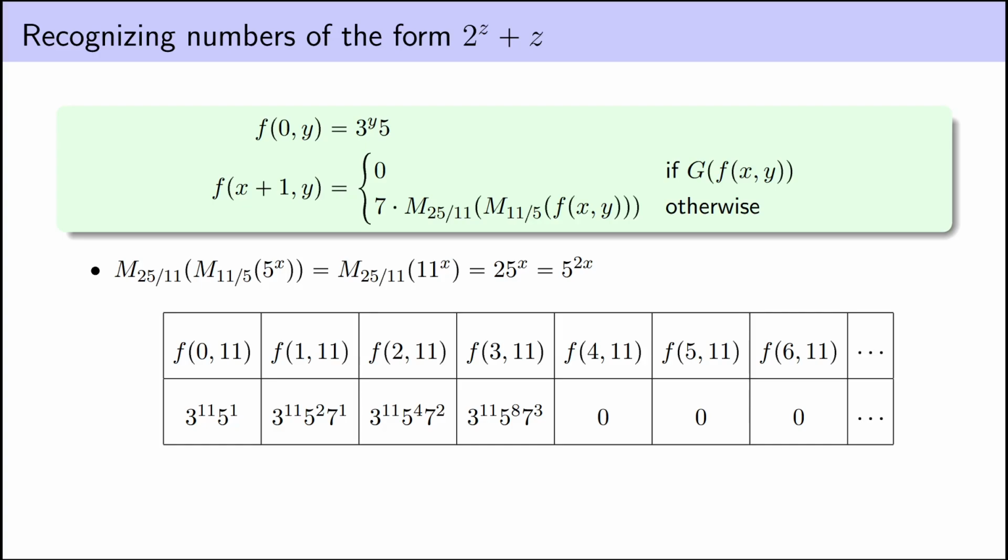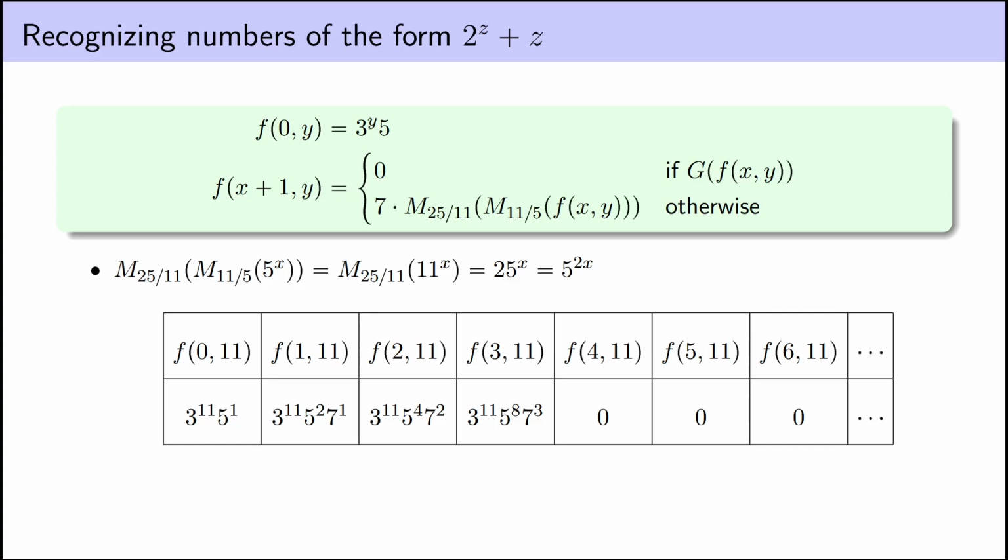The exponent of 3 started at 11 and stayed at 11, and we only crashed down to 0 because some pair of z and 2 to the z, the exponents of 7 and 5 respectively, gave us a sum of 11, satisfied the g predicate. If we started with some other y that wasn't a sum of some pair z and 2 to the z, we'd keep stepping forward and never crash down to 0.